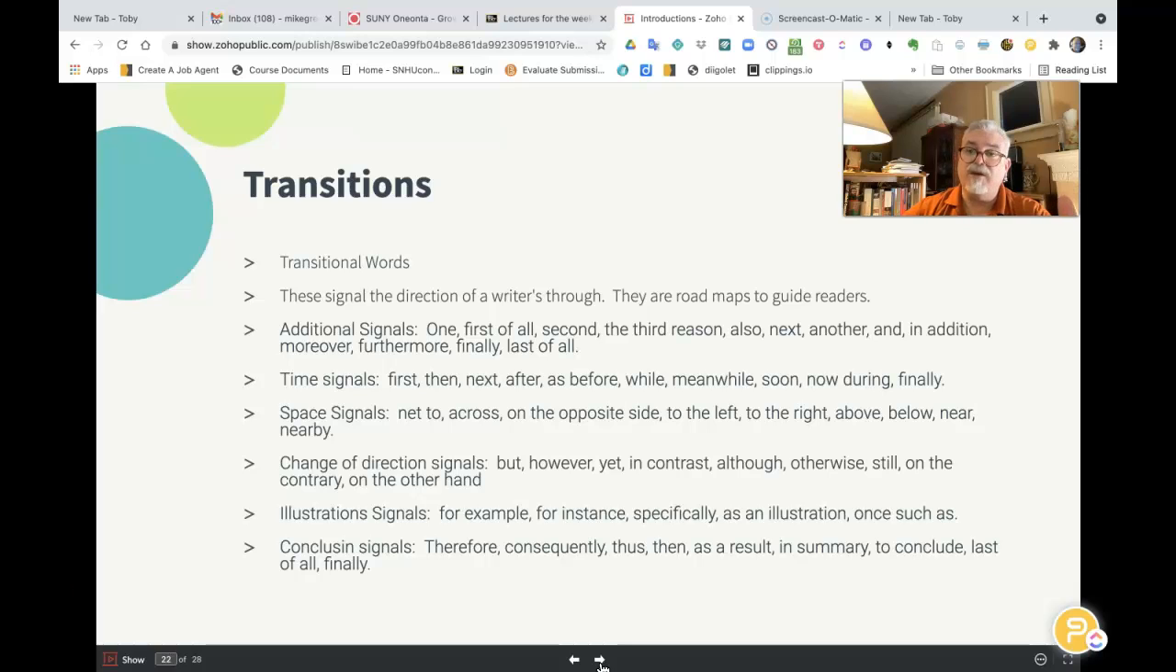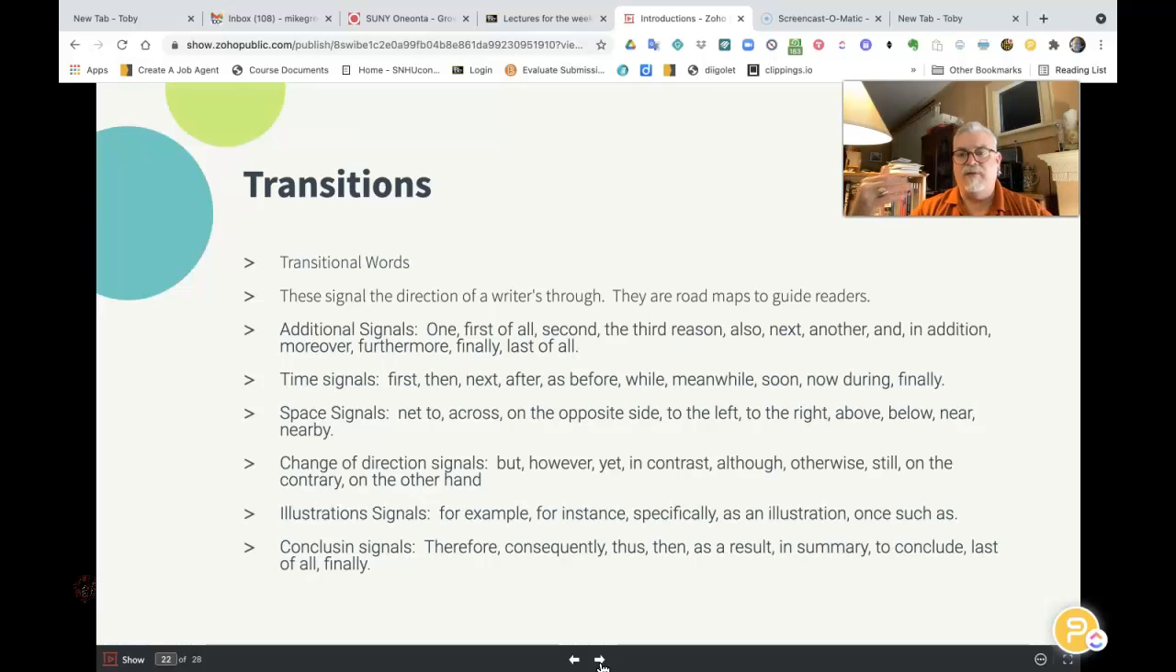Other things like illustration signals. For example, for instance, these are giving examples, illustrations of what your point is. Give a case study. If you're talking about an example of cyberbullying, say, Nora Jones had this problem. Boom, boom, boom, boom. You found this, you're citing it, and so forth.